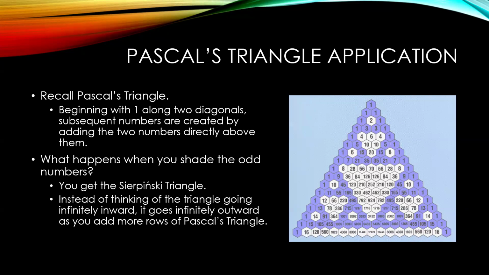Well, it turns out if you shade all of the odd numbers on this, you get Sierpinski's triangle. Instead of thinking of the triangle going infinitely inward, it goes infinitely outward as you add more and more rows to Pascal's triangle. But you get Sierpinski's triangle just by looking at Pascal's triangle. It's kind of a weird application. But yeah, Pascal's triangle has a lot of weird patterns related to it.